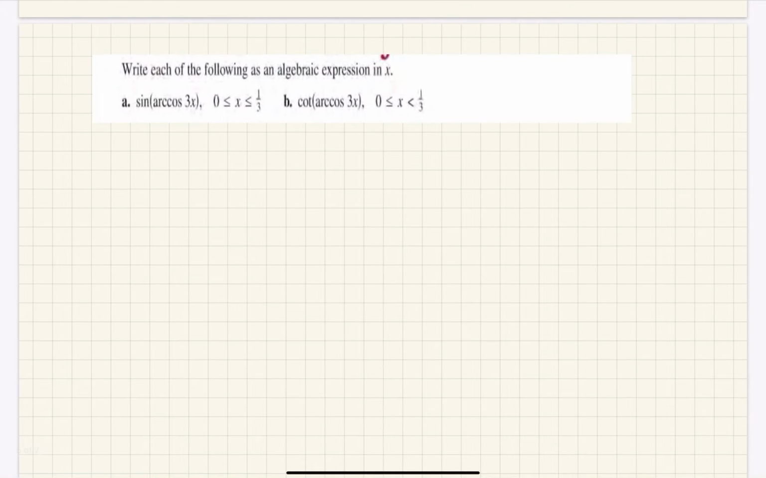Okay, let's try a little bit different type of question. Write each of the following as an algebraic expression in terms of x. We need to change the given trigonometric expression to another expression in terms of x only. So we are not going to use sine, cosine, tangent. The given function is sine of arc cosine 3x, if x is between 0 and 1/3.